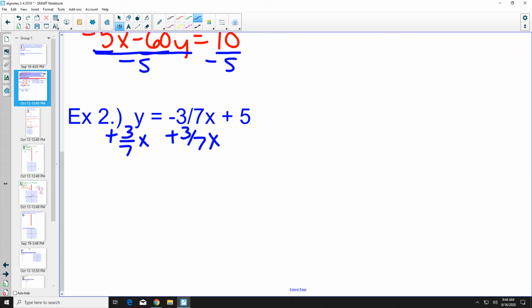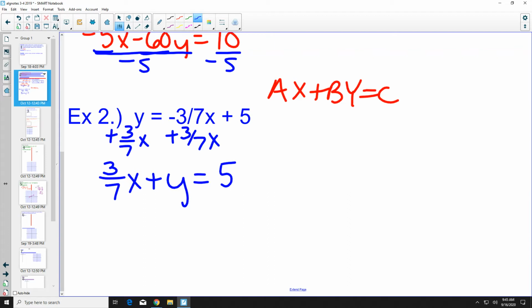So I'm going to do plus 3/7 x on both sides. I'm going to put x first because remember we want it in the form ax plus by equals c. So I put my 3/7 x first, and then plus y equals 5. Now I'm looking at my coefficient for x. It is 3/7. It is positive, so I do need it to be positive. That's good. But it also has to be a positive whole number. It can't be a fraction.